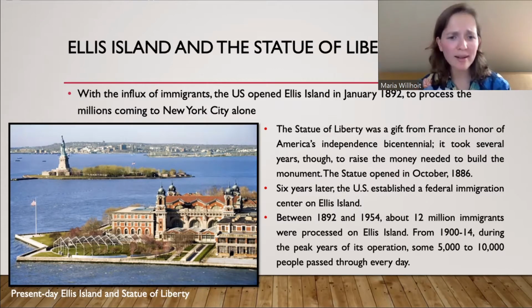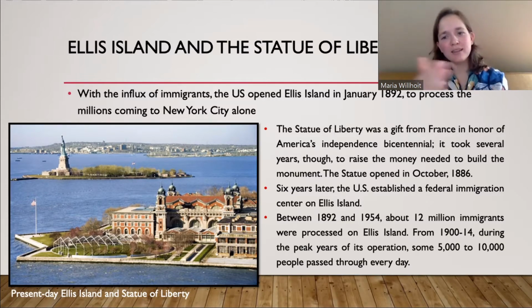And Ellis Island was a very important area or center for immigration. Over 12 million immigrants from 1892 to 1954 were processed on Ellis Island alone.